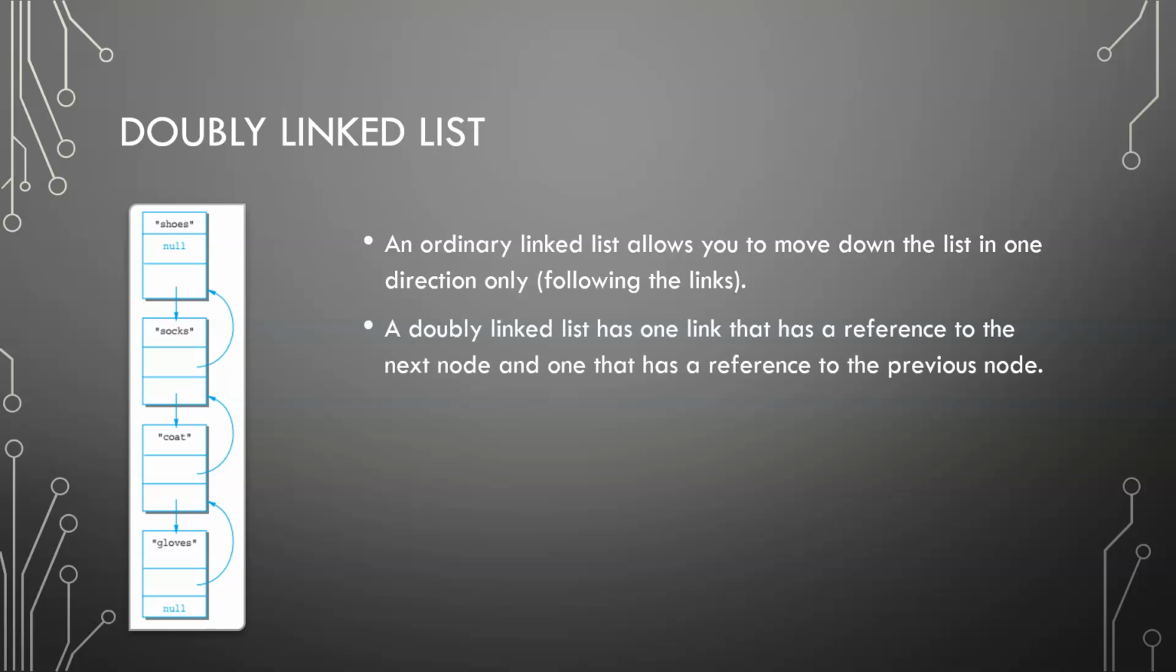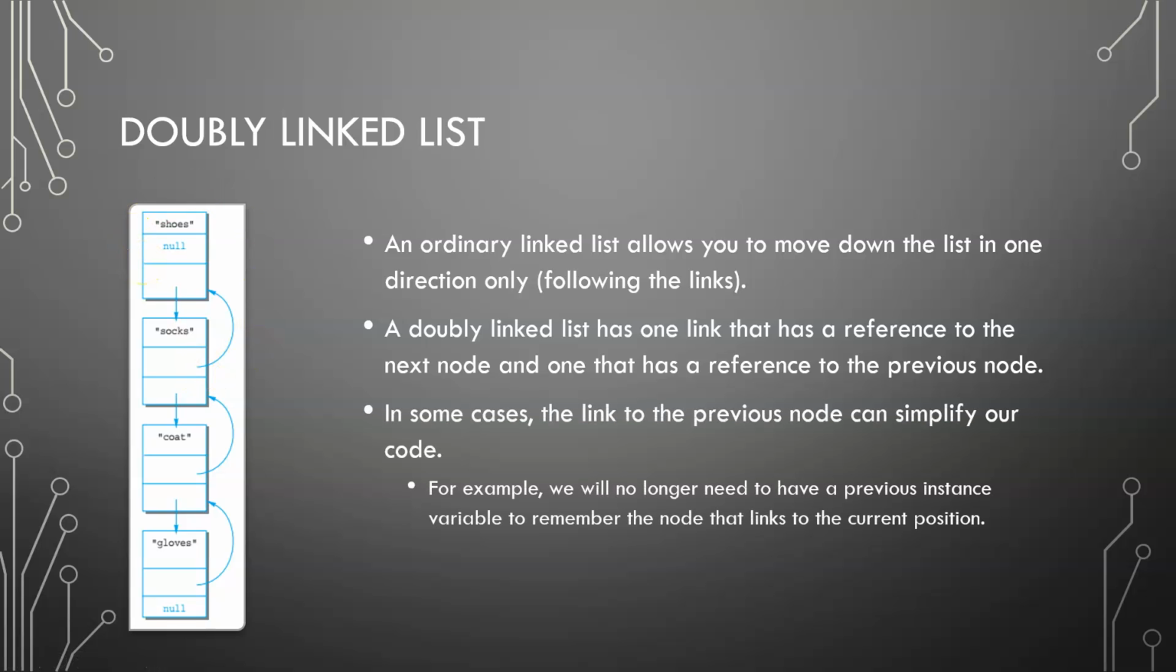Well, a doubly linked list also has a link that's a reference to the next node and a reference to the previous node. So in our old version of linked list, we would just have this down arrow here. But now with a doubly linked list, not only do we have the arrow that points to the next node, we also have a link that will point us back to the previous node. Now in some cases, the link to the previous node can simplify our code. For example, we no longer need to have a previous instance variable to remember the node that links back to the current position.